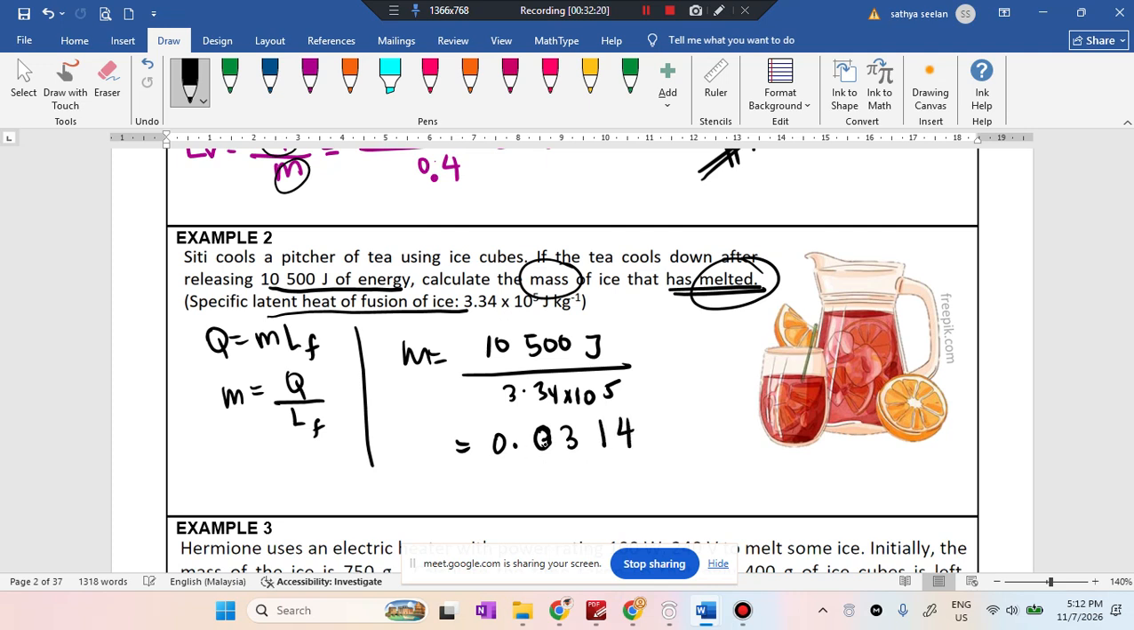Four places. Okay lah, quite strong. Okay, so this is mass. So put kg. Okay, next one.